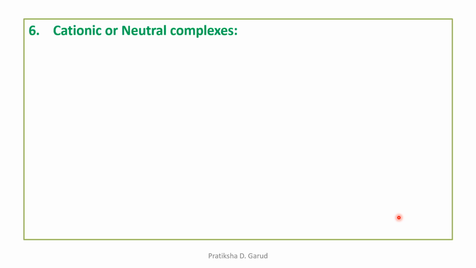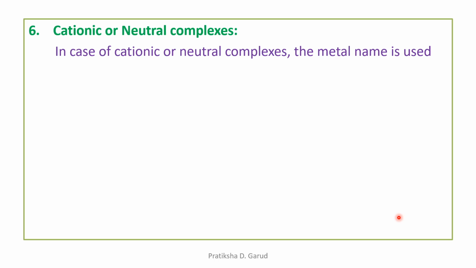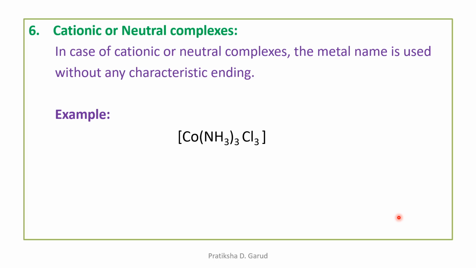Then rule number 6, cationic or neutral complexes. That means the positive or the neutral complexes. In case of the cationic or the neutral complexes, the metal name is used without any characteristic ending. Earlier we have seen there is a characteristic ending, that is -ate, whereas in this case there is no special characteristic ending. So its example is Co(NH3)3Cl3. So how is it named?